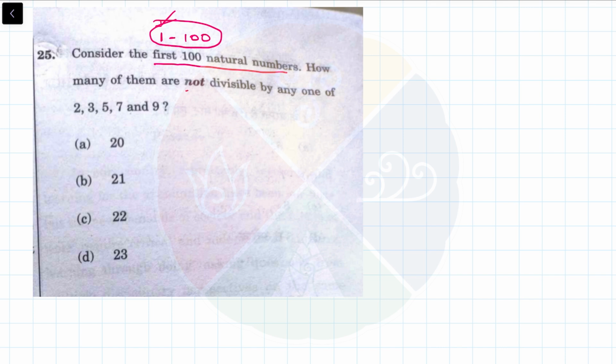How many of them are not divisible by any one of the following? It should not be divisible by 2, 3, 5, 7 and 9. Now there are many ways to solve it, and one way is very efficient, but of course in the examination hall that is not going to work. So the first method I'm going to show you is the easiest way to solve this problem, even when you have no idea how to solve it. And after that I'm going to show you the easiest method.